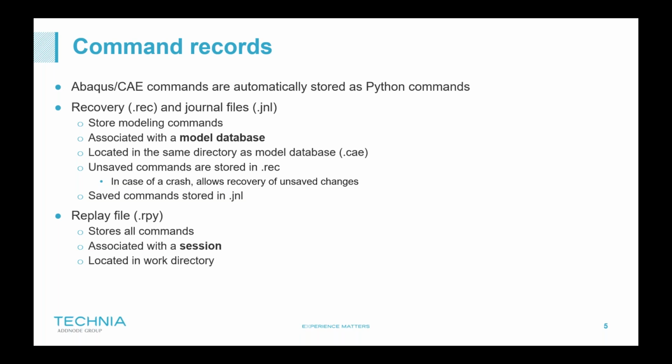The third file that saves Python commands is the replay file, which has the file extension rpy. And this does not only save modeling commands, it saves all commands. So things such as creating viewports or modifying the camera, or post-processing commands such as contour plotting or creating XY data, they're also saved to the rpy file as opposed to the other two files. These are not associated with a model database, but with a session, and thus they are located in the work directory instead.